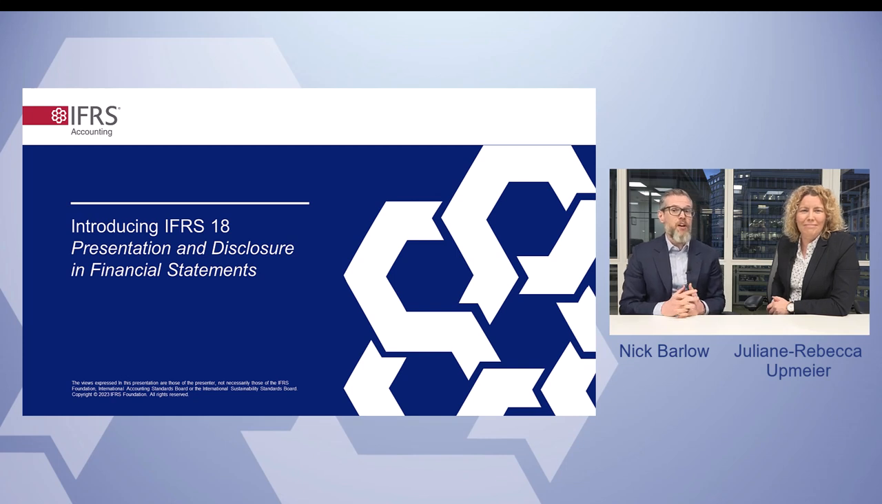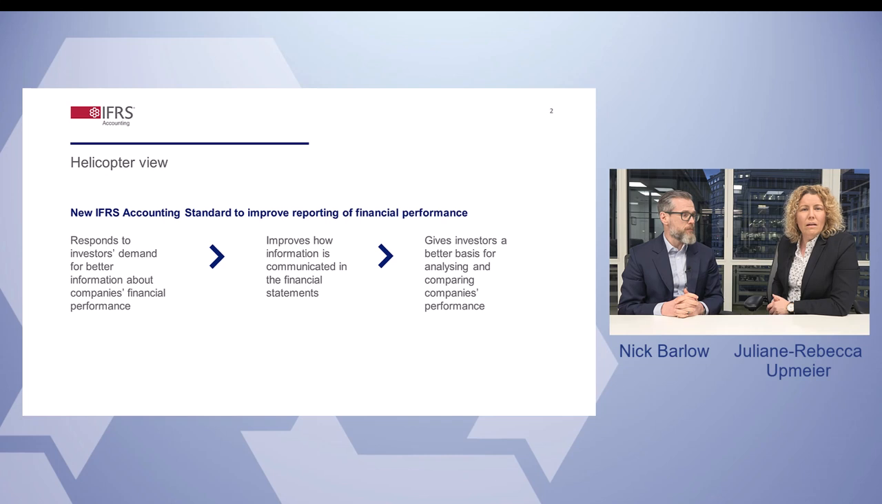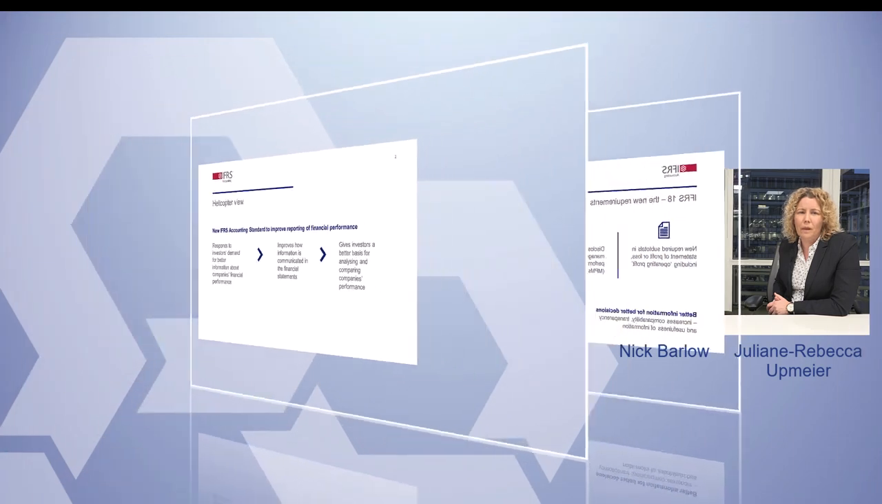Hello. To start us off, Juliana, would you please share with us the helicopter view of how IFRS 18 will improve financial reporting and provide better information for better decisions? IFRS 18 arises from the ISB's work on the Primary Financial Statements project in response to investors' demand for better information about companies' financial performance. It will improve how information is communicated in financial statements and give investors a better basis for analyzing and comparing companies' performance. IFRS 18 will affect all stakeholders in the IFRS accounting standards ecosystem.